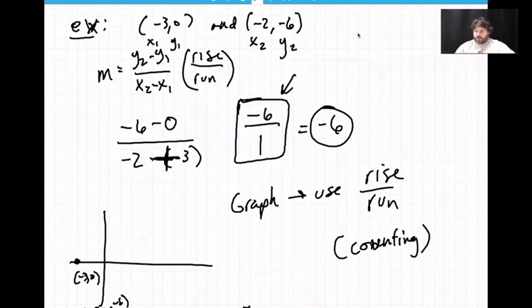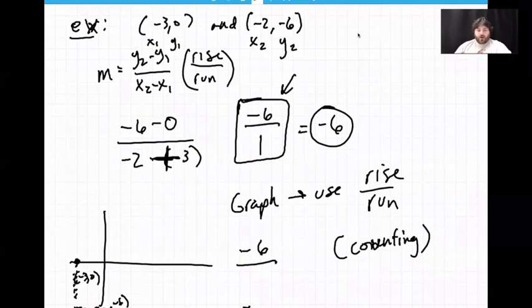Just count. So the rise here is negative. Think about it like a vertical number line, right? Positive is up and negative is down. On a horizontal number line, positive is right, negative is left, just like the way we plot points. So the rise here is a negative what? Well, how far did I go down? Well, I was at 0 and now I went down to -6. So that's down 6. So I'm going to say the rise was -6 divided by the run.